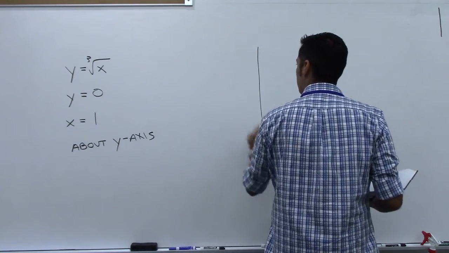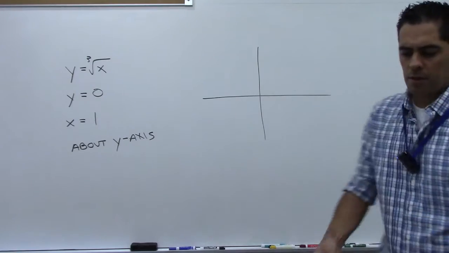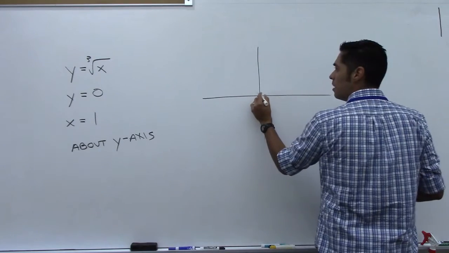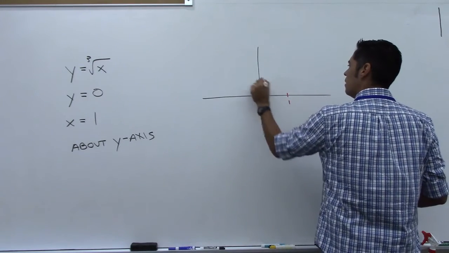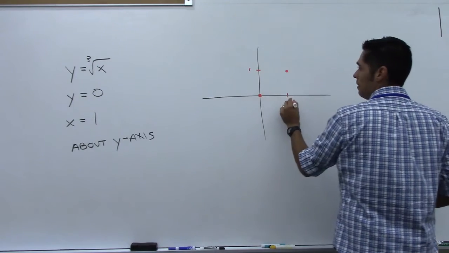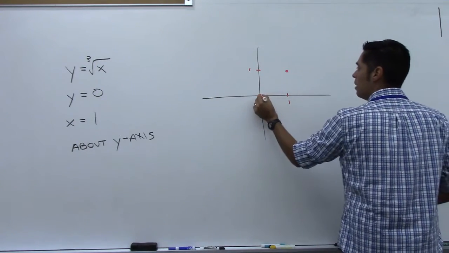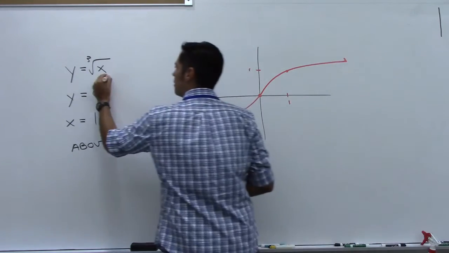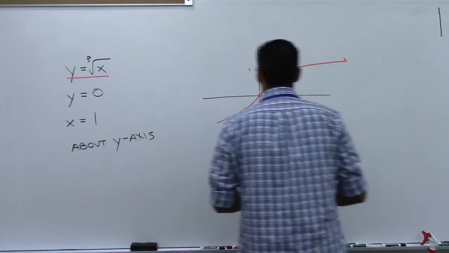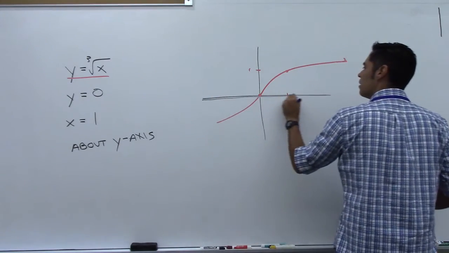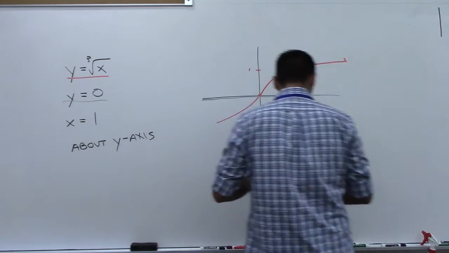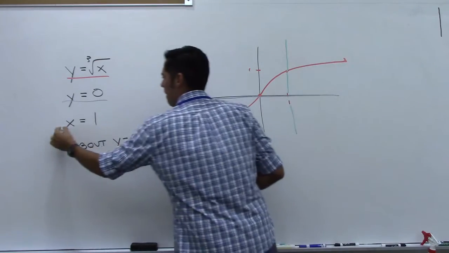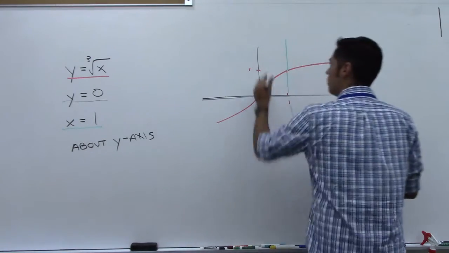So a quick sketch of this. The cube root of x looks like this. At 0, it's 0. At 1, it's 1. And then way over at 8, it's 2. So it goes like this. That's this one. y equals 0 is the x-axis. x equals 1 is a vertical line. And we're rotating this around the y-axis, which is here.